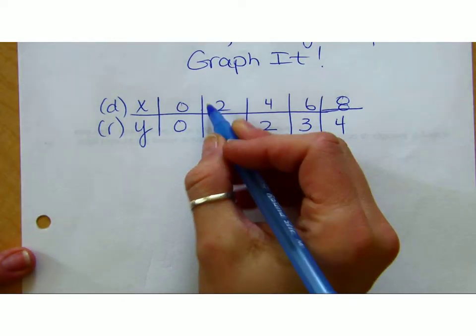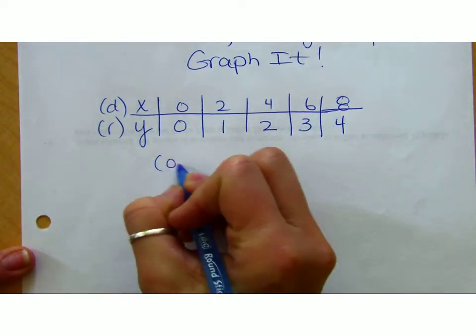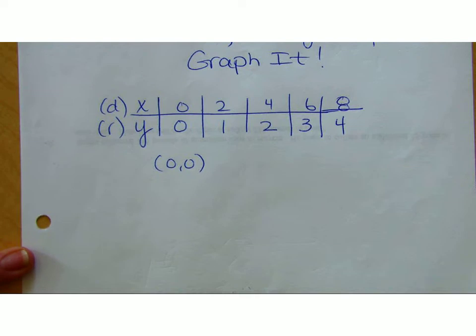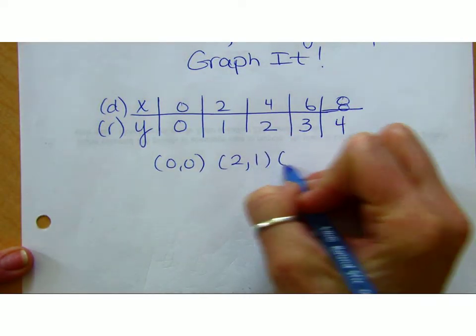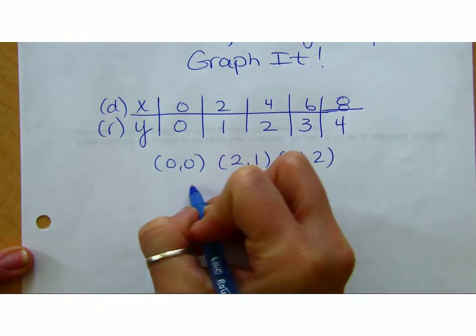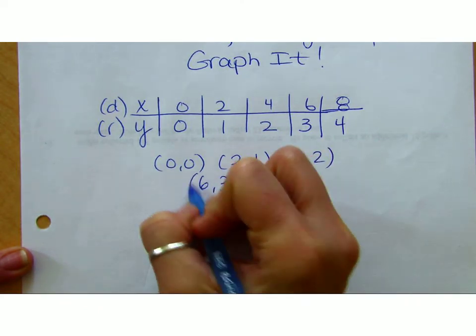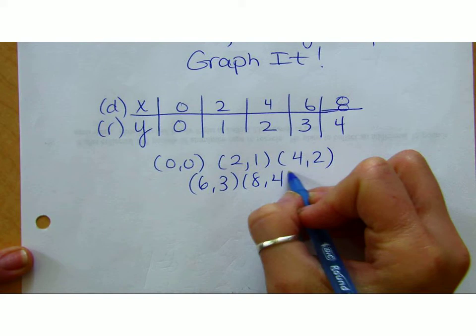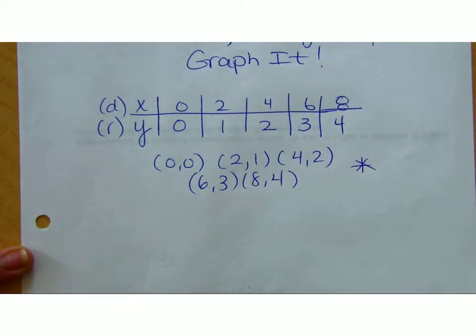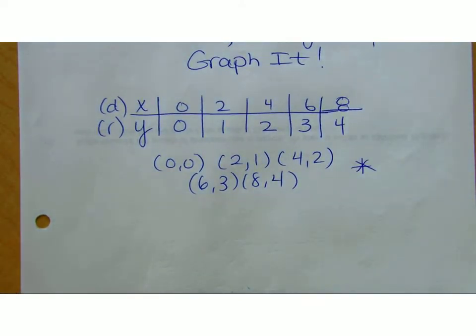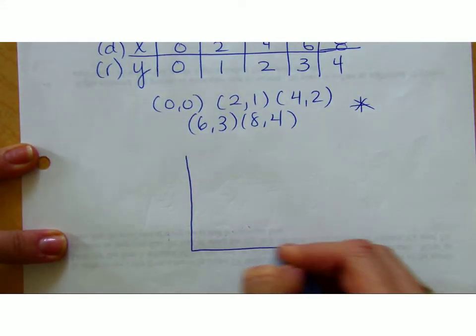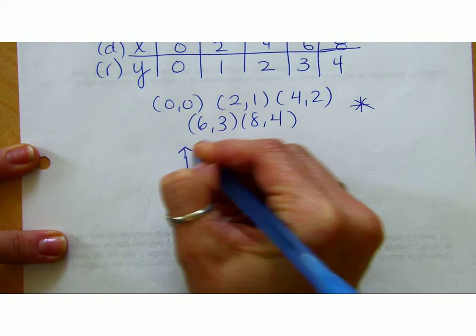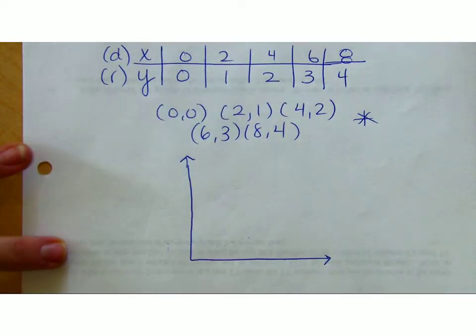These represent ordered pairs. So the first ordered pair I'm going to graph or plot is 0, 0, followed by 2, 1, 4, 2, 6, 3, and 8, 4. Okay? If you need to see them written in parentheses in ordered pair form to graph them, go for it. If you are able to go right to plotting your points from your table, go for it, okay?